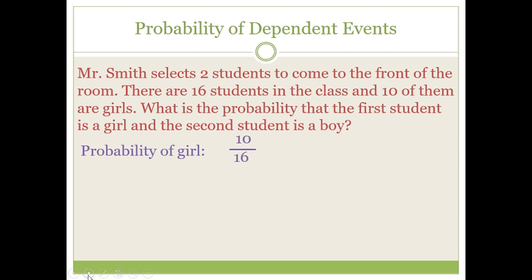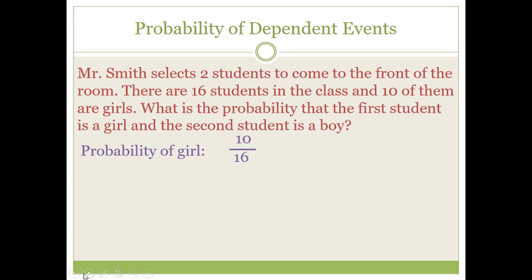All right, so now let's calculate the probability of the second event. In this case, we want to select a student that's a boy. Well, how many boys are in the class? Well, let's see. There's a total of 16 students. We know 10 of them are girls, so that must mean we have 6 boys. But here's the kicker. Does that mean that the probability of picking a boy on my second pull is 6 out of 16?